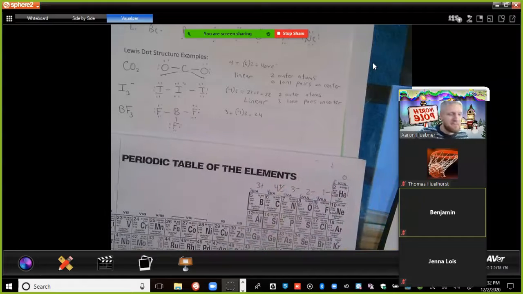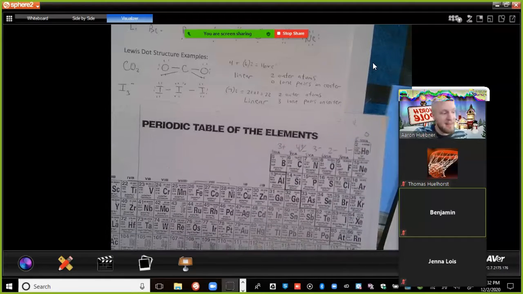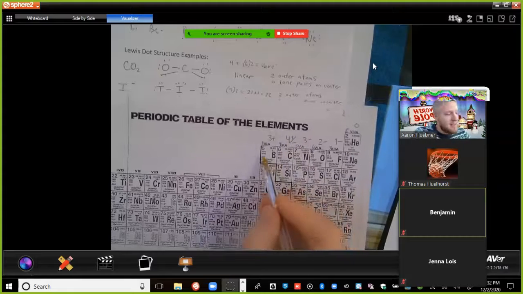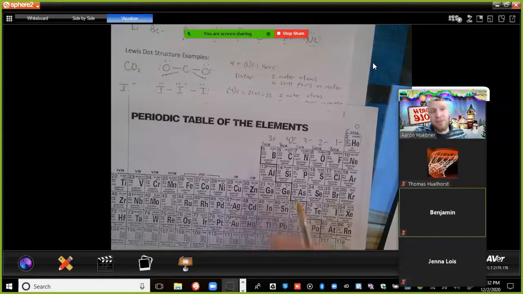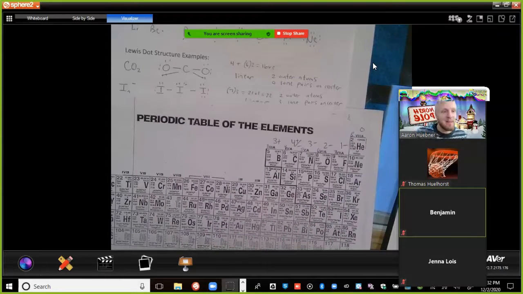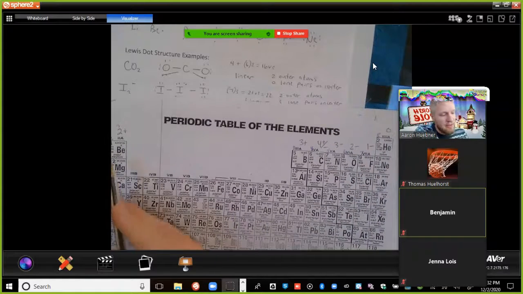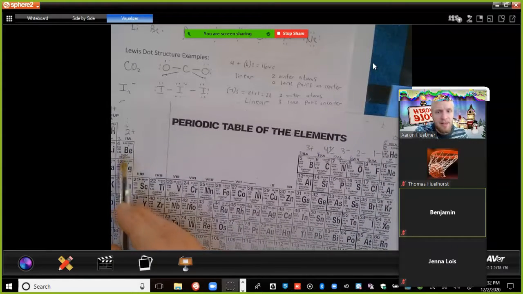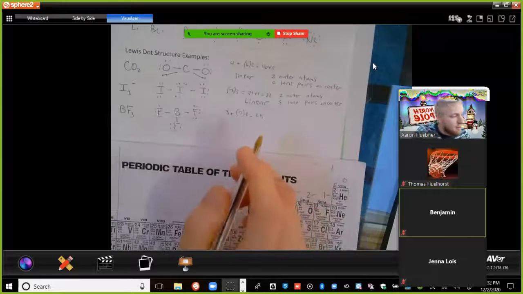Well, it's another type of exception to the octet rule where you got less than 8. Anytime you got something in this goofy column right here, boron, aluminum, they're going to break the octet rule by not having 8. They'll have 6. And they're okay with that because it just happens to be stable with that arrangement. You could also have a situation where beryllium, these guys are going to have less than 8. And that is okay.